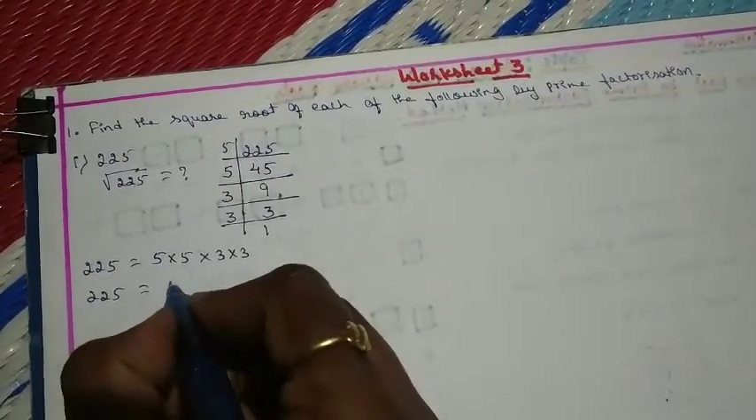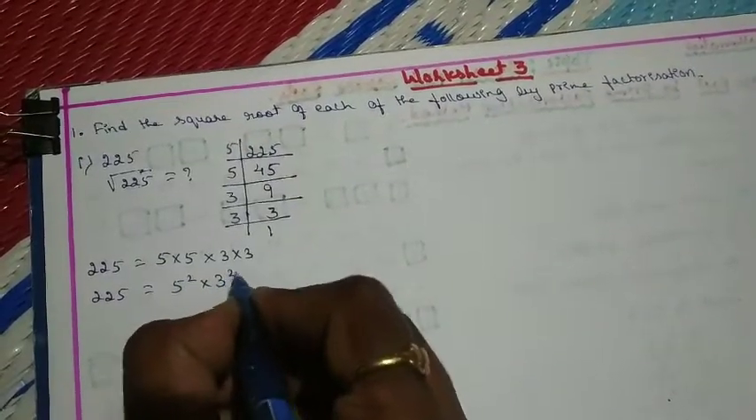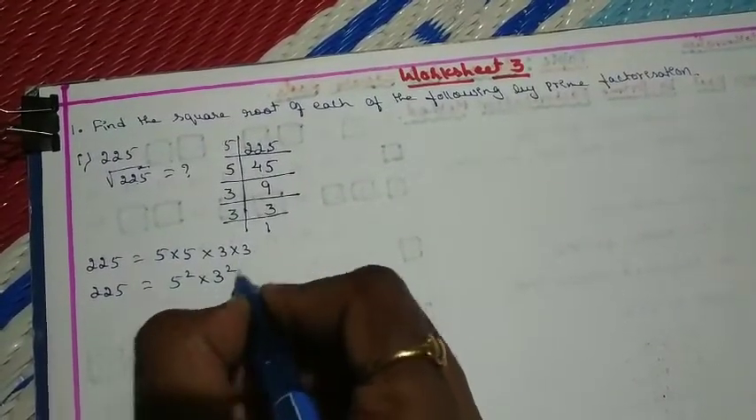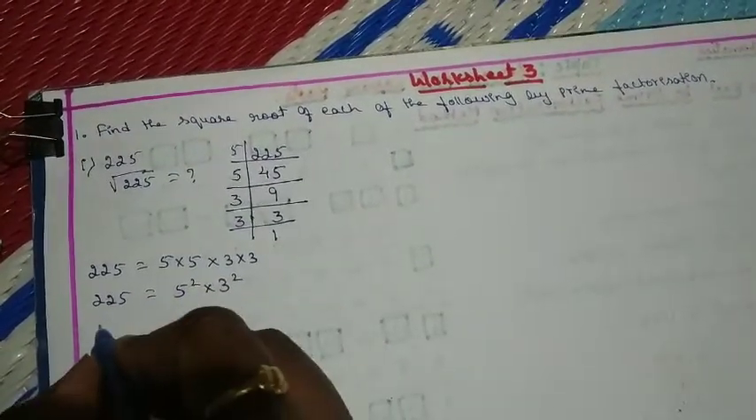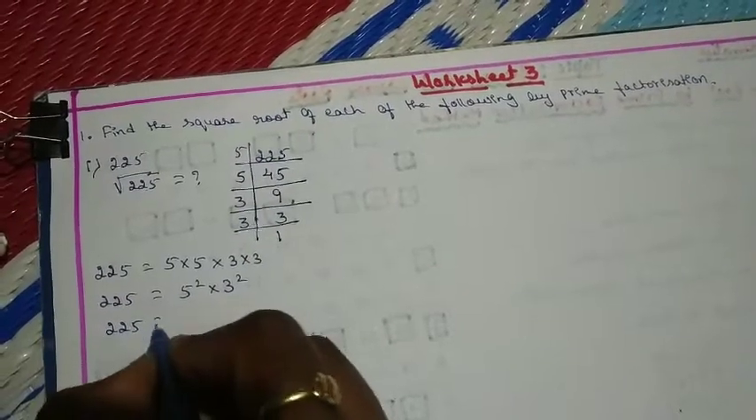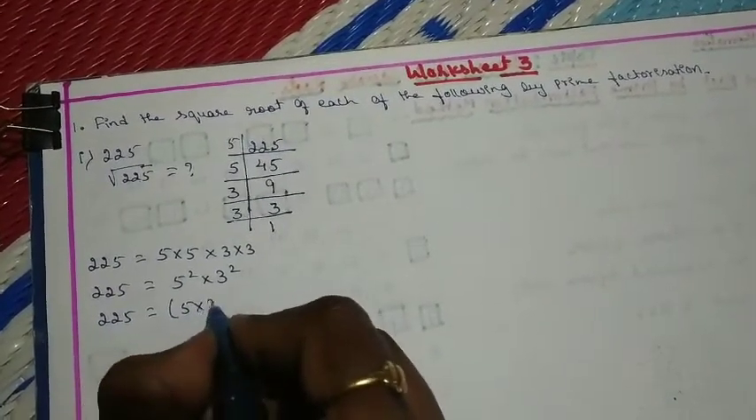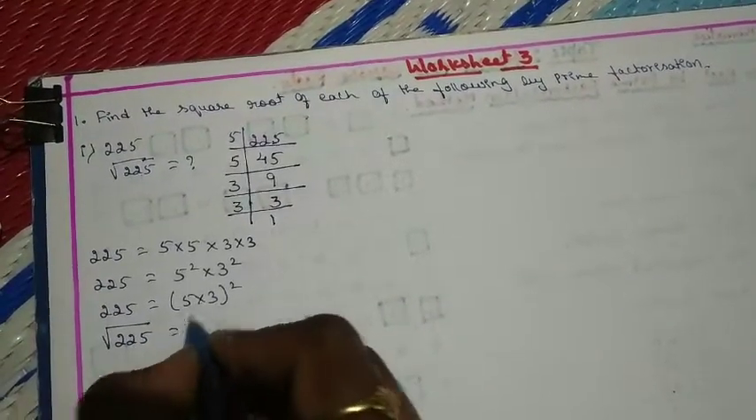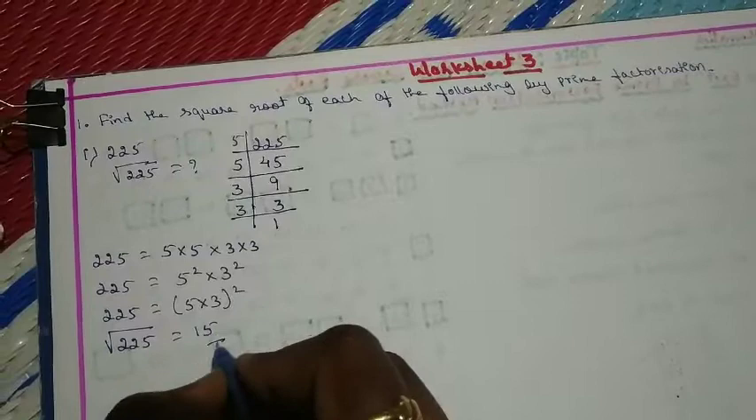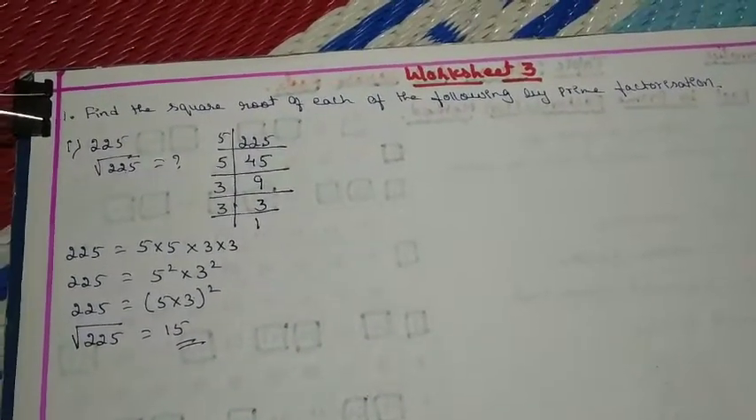Then 225 equals 5 square into 3 square, because 5 is repeating 2 times and 3 is repeating 2 times. We need to make it into the form of pairs. Then 225 equals 5 into 3 whole power 2. If I send the square to the other side, it becomes the square root. Then the square root of 225 is nothing but 5 3s are 15. So 15 square is 225, or 225 is a perfect square of 15.